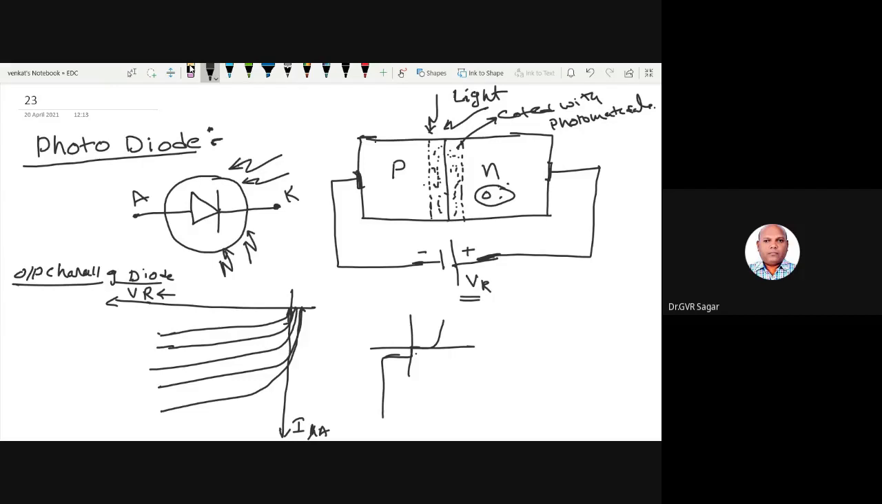If no light is incident here, a dark current is formed.